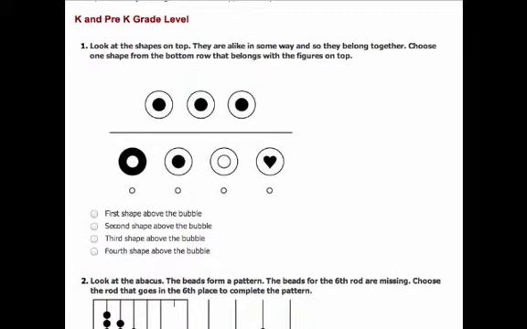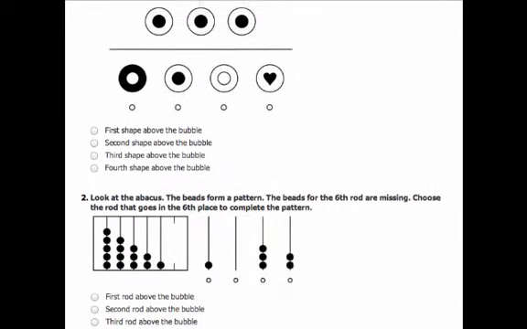Here are some examples from the COGAT test. I can't show you the actual test itself, but these are some samples that you can find on the internet. It starts from pre-K and goes all the way through 5th grade. So if you look at the first question, you look at the top row and you see that they're all alike, so you would pick the one on the bottom row that's like it. This would be a nonverbal skill that they're looking at.